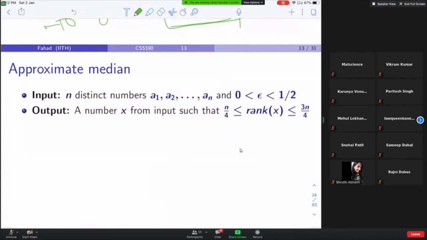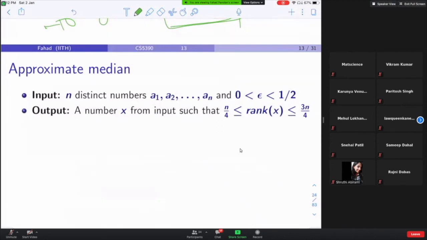Or like n by 2 plus 1, whatever that number is, based on odd or even. So we have n distinct numbers, a1, a2, up to an. Instead of the rank n by 2 or n by 2 plus 1 element, I just allow a little bit more space. So the rank should be between n by 4 and 3n by 4. How can you do it?